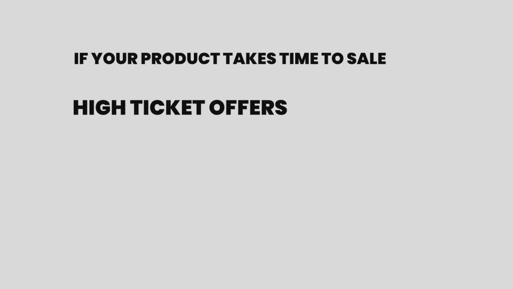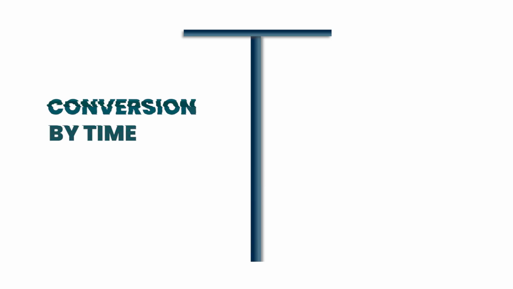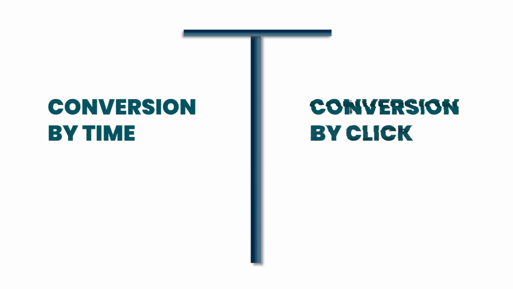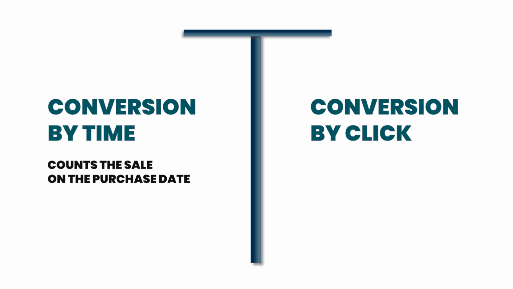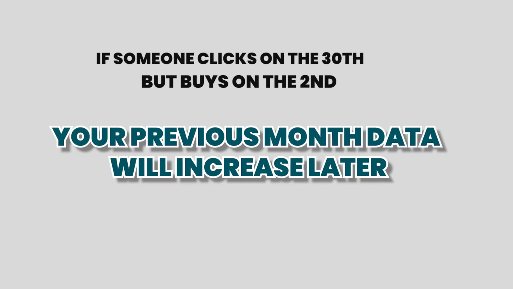Now let's talk about the look-back window. If your product takes time to sell, say high-ticket offers, users may convert after 30, 60, even 90 days. A powerful concept most beginners miss: conversion by time versus conversion by click. Conversion by time counts the sale on the purchase day. Conversion by click counts it on the day of the ad click. So if someone clicks on the 30th but buys on the 2nd, your previous month's data will increase later.